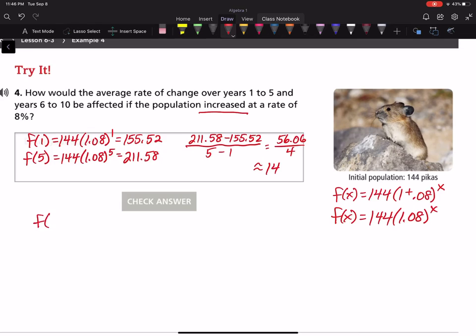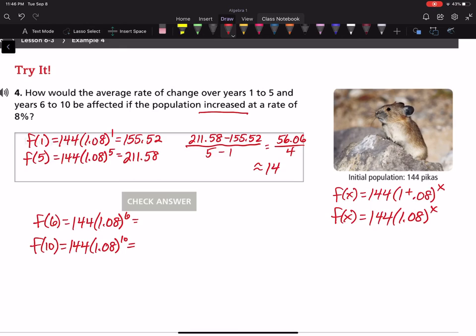We do the same thing for years 6 to 10. So 144 times 1.08 to the 6th. And f of 10 equals 144 times 1.08 to the 10th power. And we plug those in. Let me plug them in real quick. Sorry about that. Takes a little time.